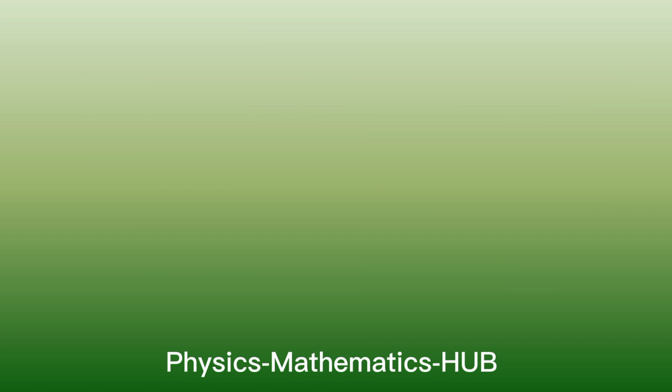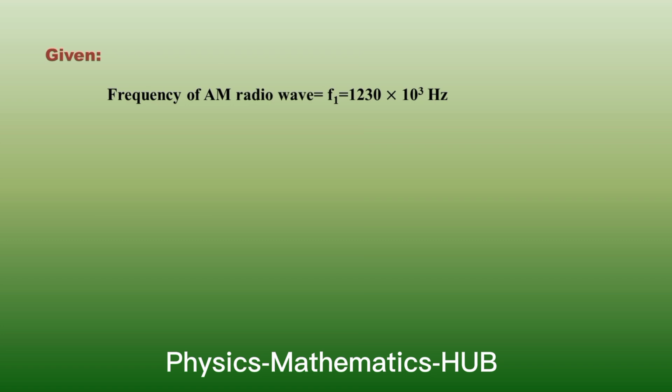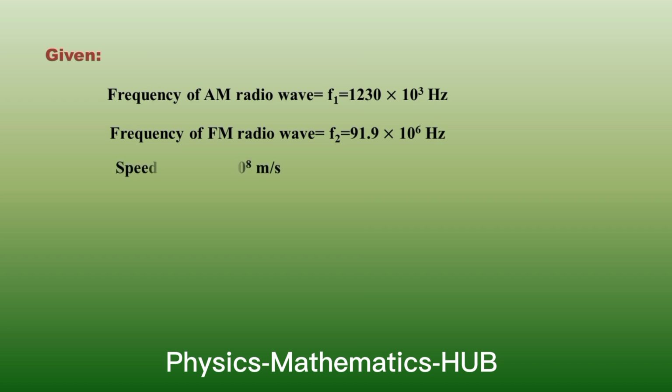Now let us start solving part 1. We are given that frequency of AM radio wave, which is denoted by F1, is equal to 1230 times 10 to the power 3 Hertz. Frequency of FM radio wave, denoted by F2, is equal to 91.9 times 10 to the power 6 Hertz, and speed is equal to 3 multiplied by 10 to the power 8 meter per second.